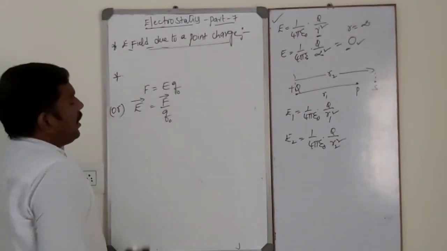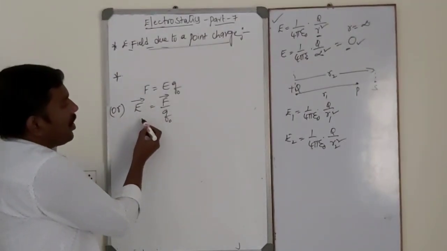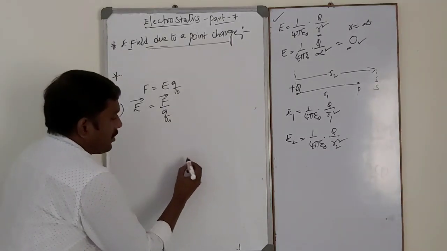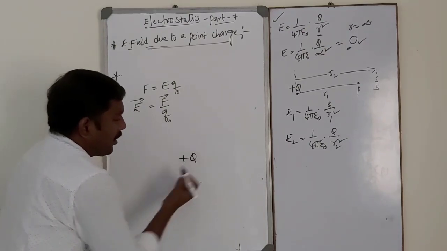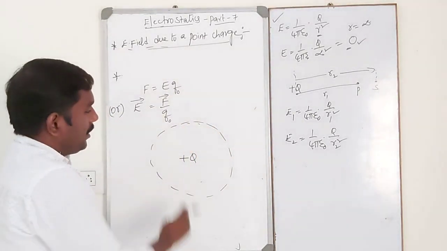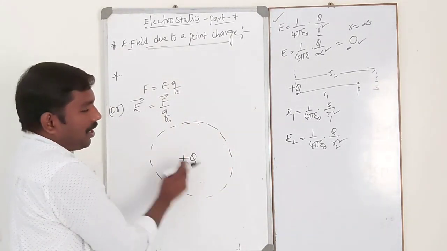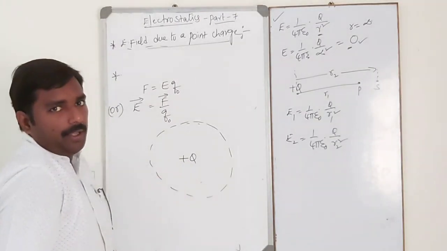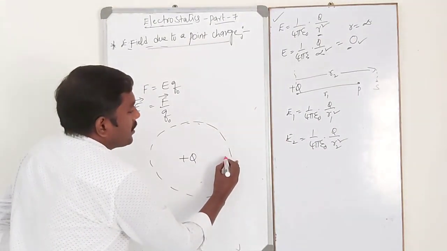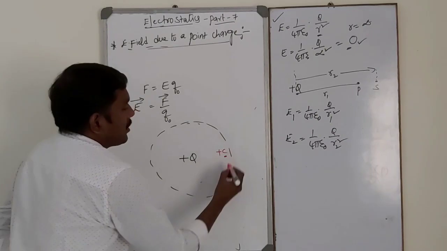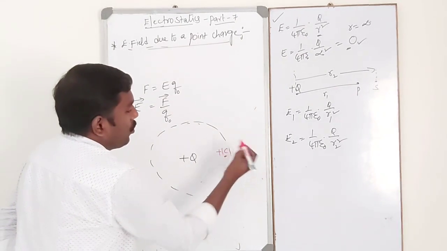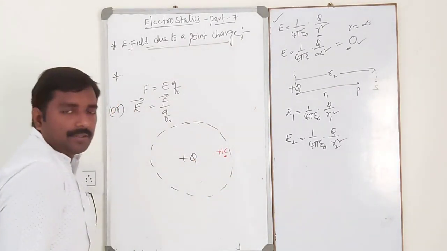See, what is the direction of electric field and force in case of a positive charge? Suppose this is the Q. Around it, electric field will be developed. This is the region of electric field due to the source charge. Let us consider a 1 unit positive charge, just 1 coulomb, placed inside the region.